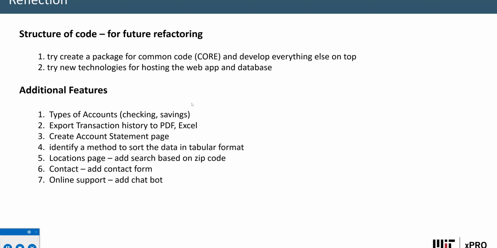As additional features which I would like to implement: types of accounts like checking or savings, export transaction history to PDF or Excel, create an account statement page, identify a method to store the data in tabular format, add in the locations page a search based on the zip code, add a contact form in the contact section, add a chatbot for online support.